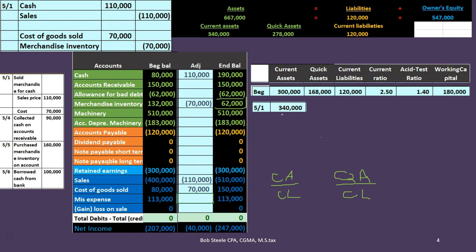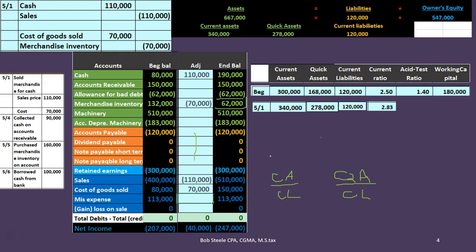How about the quick assets? Well, the quick assets are going to go up by that 110. However, the merchandise inventory is not part of the quick assets. So that 70 is not going to affect the quick assets. So it's going to be at the 278,000. Current liabilities here, we can see that there's no effect on the liabilities in this instance. So we keep that the same at the 120. So now let's calculate our new ratios in this format.